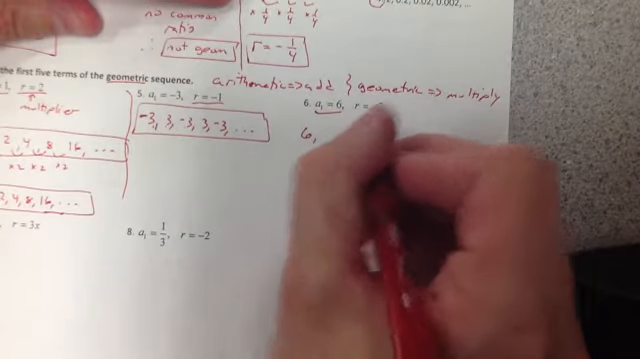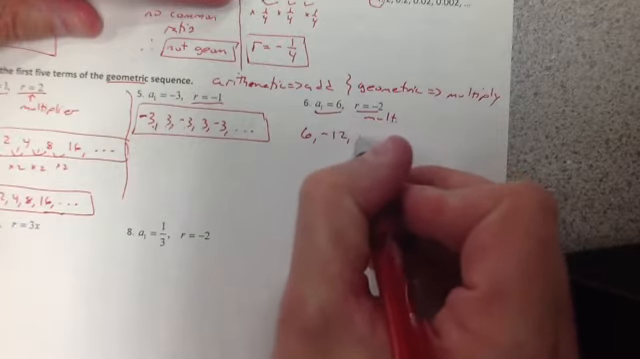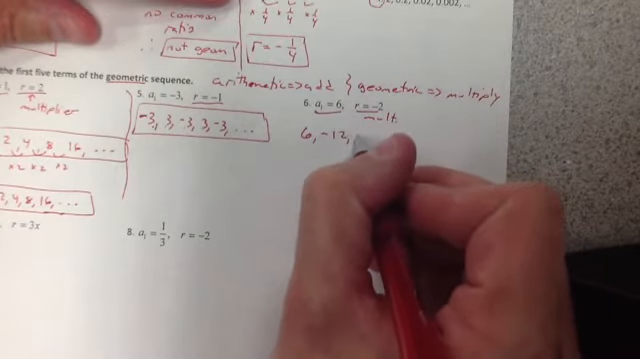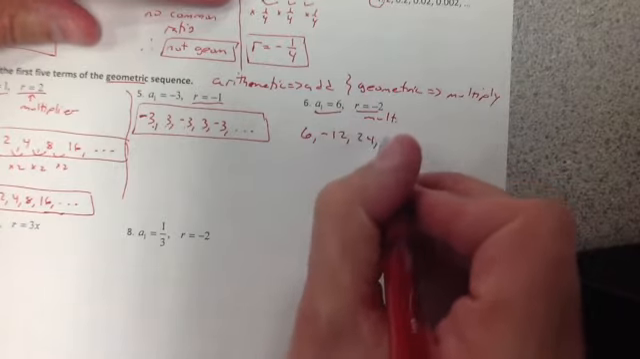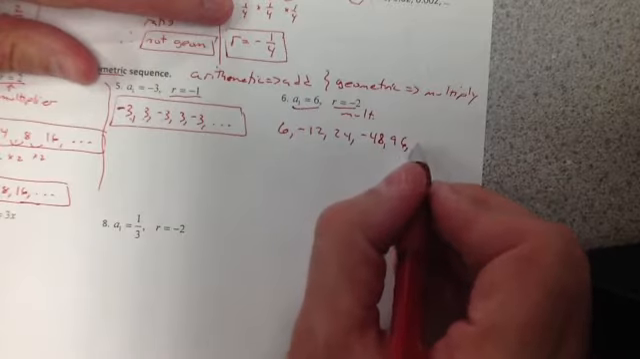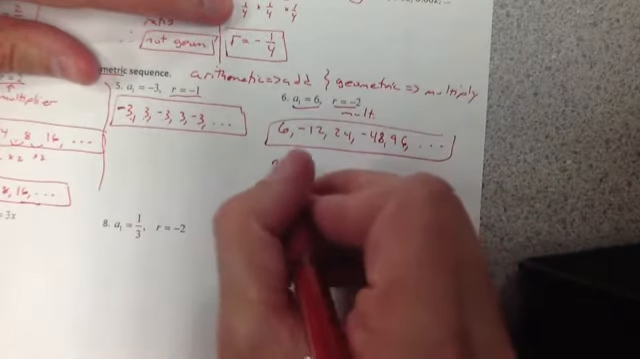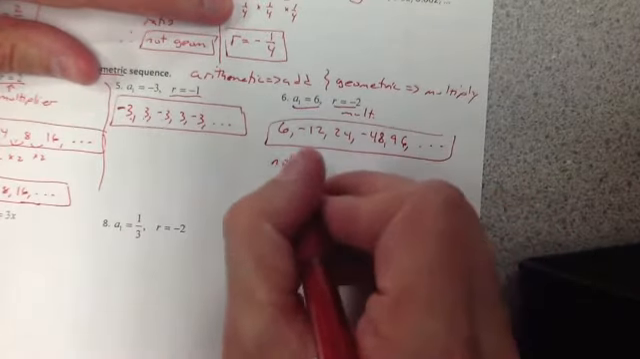So let's try number 6. My first term is 6. This is what I multiply by. I get negative 12. Negative 12 times negative 2 is 24. Negative 48, 96. Comma, dot, dot, dot. Now, what I want you to notice, take note, the negative on the R alternates signs.